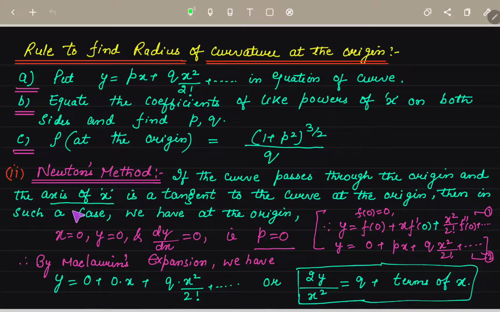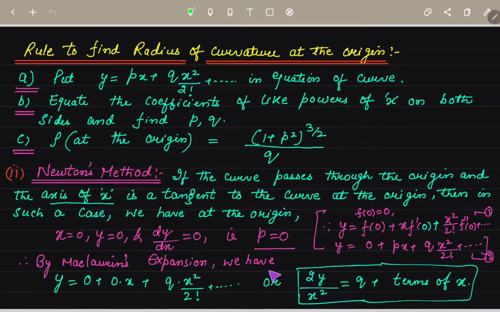For example, if the curve passes through the origin and the x-axis is tangent to the curve at the origin, then in that case we have to substitute these values in the equation. That is, we have to put x equal to 0, y equal to 0, and dy by dx, or we can say p equal to 0, in the equation of the curve.